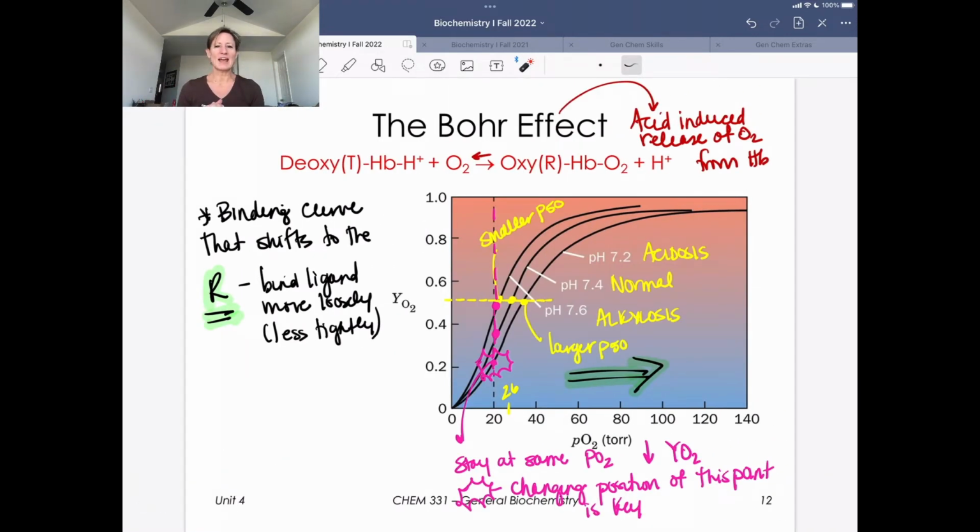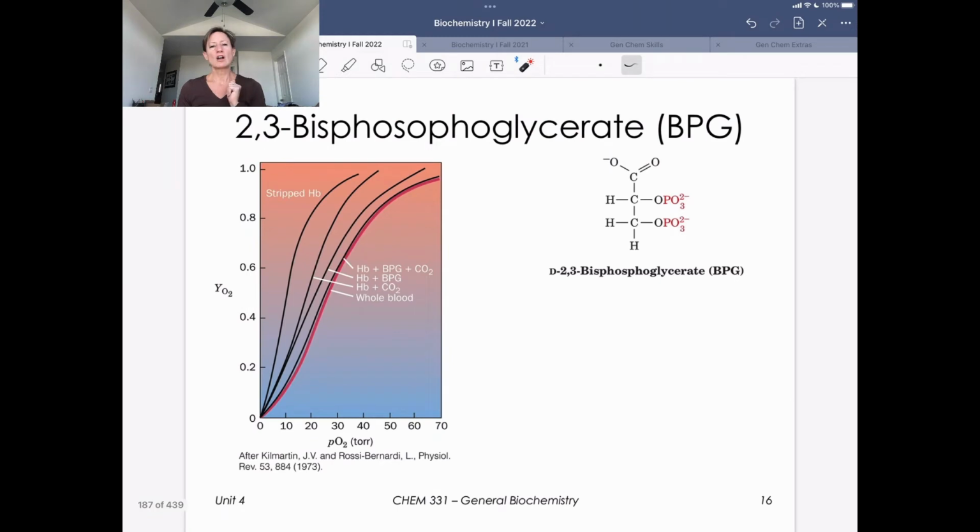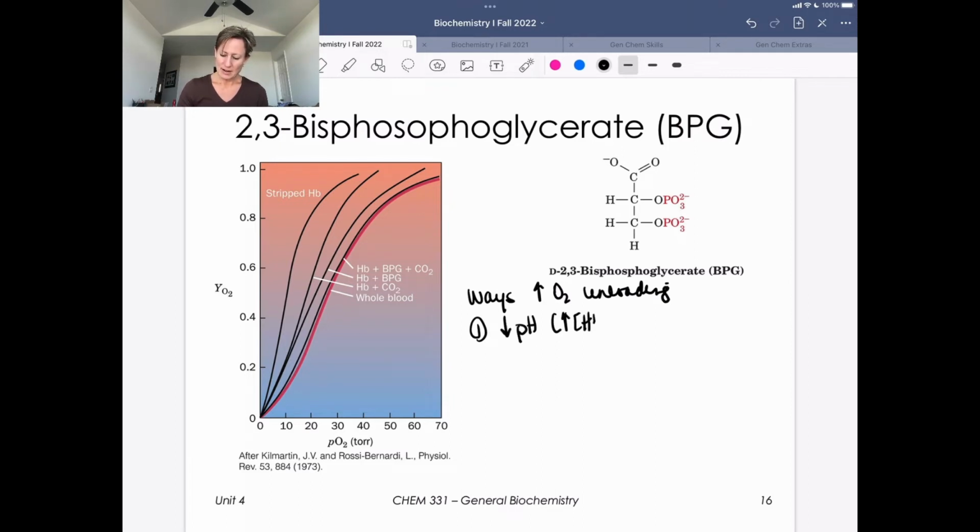That's one way that we can actually shift a binding curve to the right, which means we bind oxygen less tightly, so we are releasing it to the environment there. The next thing that we can think about is other small molecules that can facilitate this. So we're going to talk about 2,3-bisphosphoglycerate, but I want to highlight and review here. There are 3 ways that we can increase oxygen unloading. We just talked about one of them. The first one is we can decrease pH, we can increase our H+ concentration, and that is the Bohr effect.